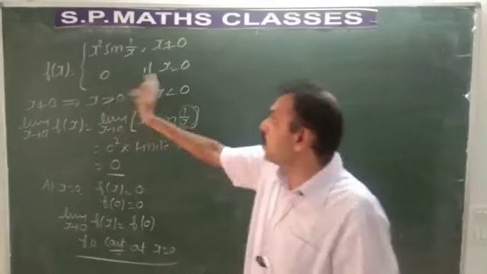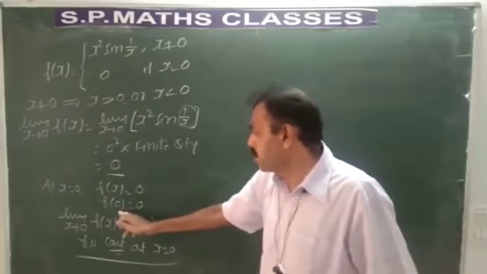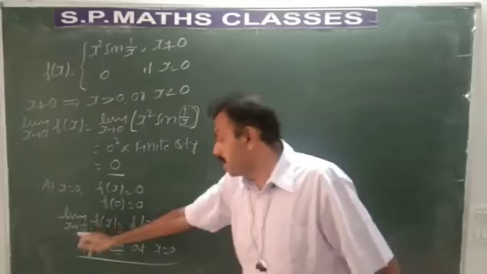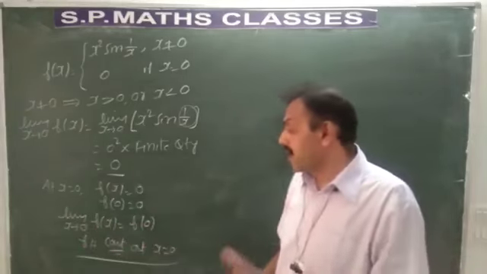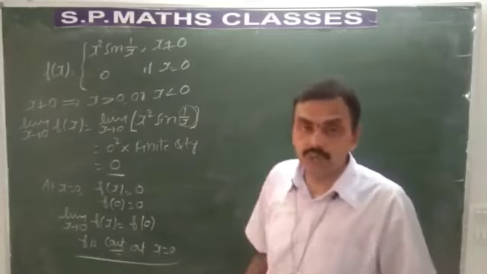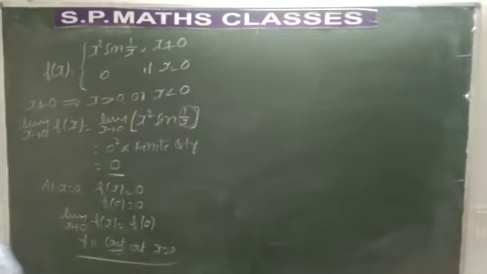At x equal to 0, f of x is 0. Even if you put x as 0, it is 0. The limit as x tends to 0 of f of x is equal to f of 0. Hence we conclude that f is continuous at x equal to 0. This is the way in which we have to solve the problem.